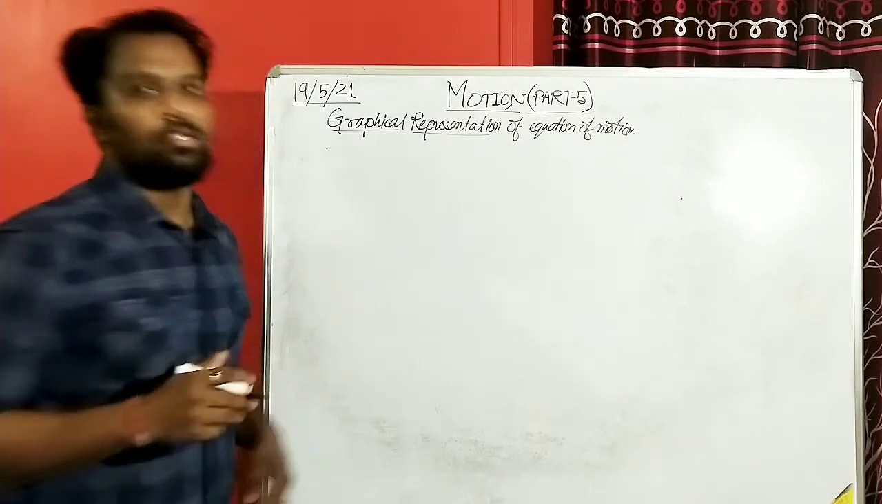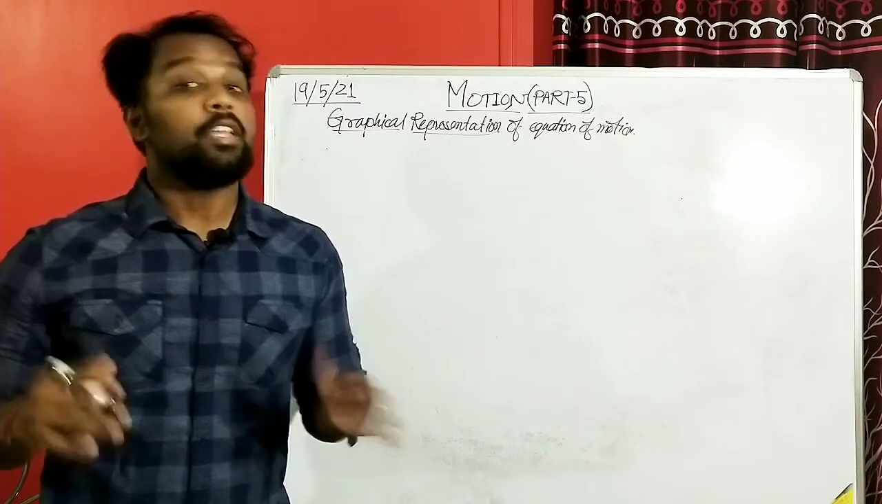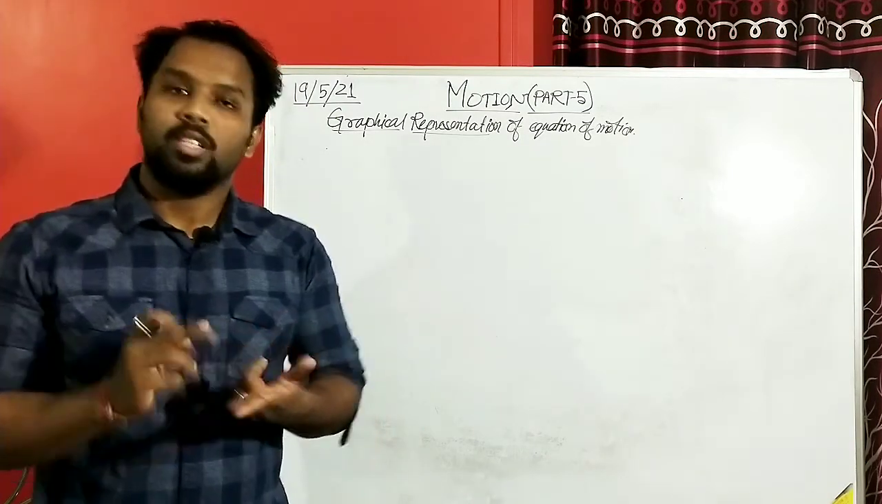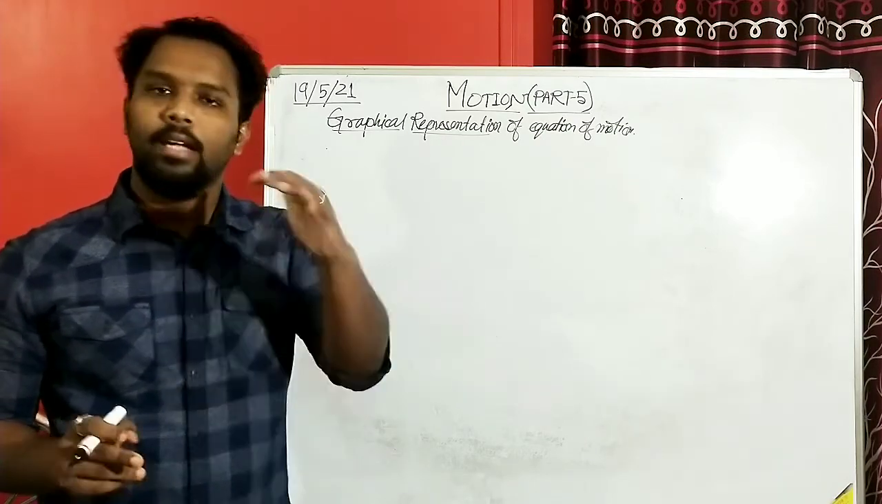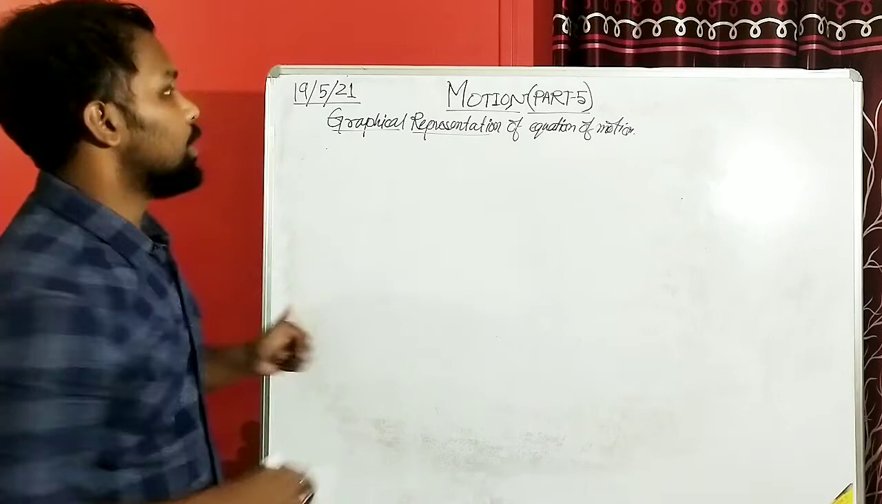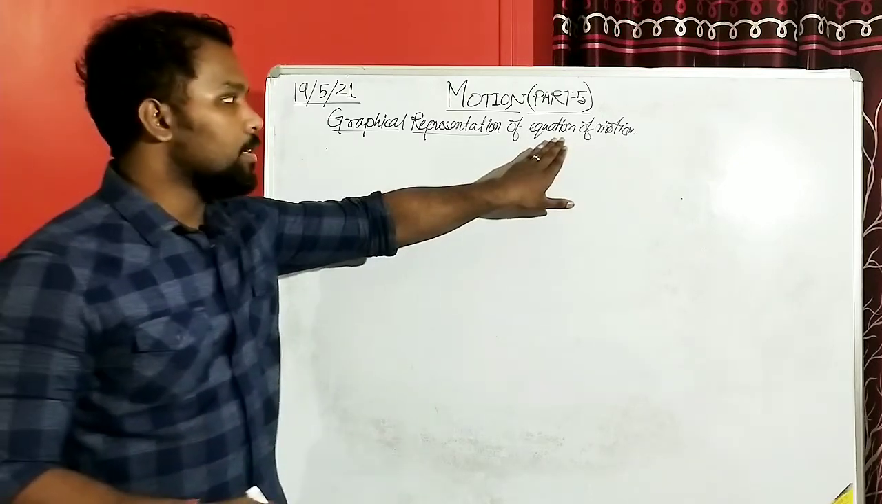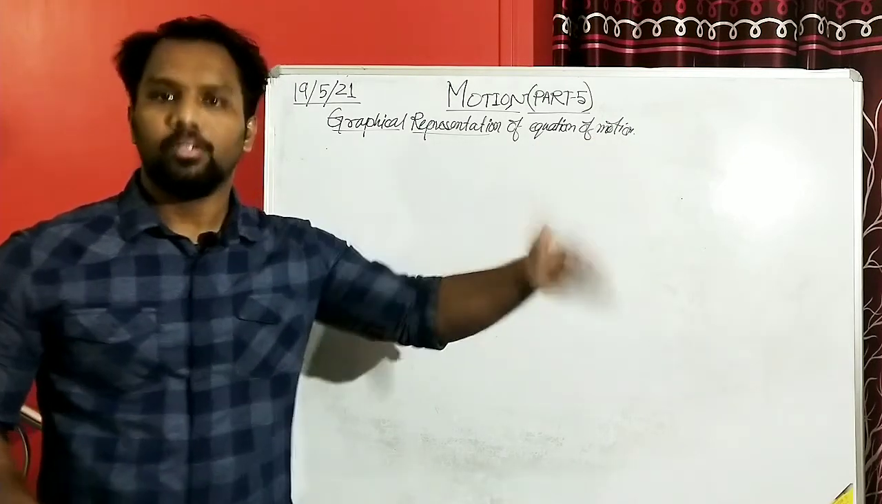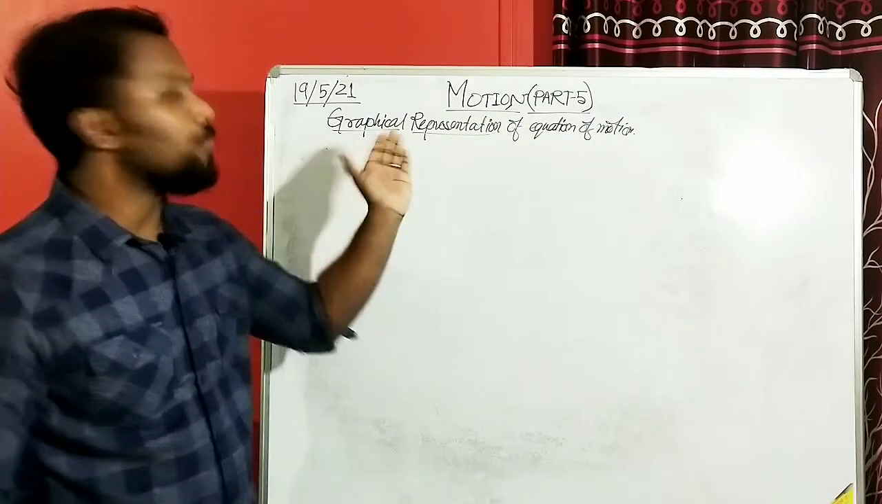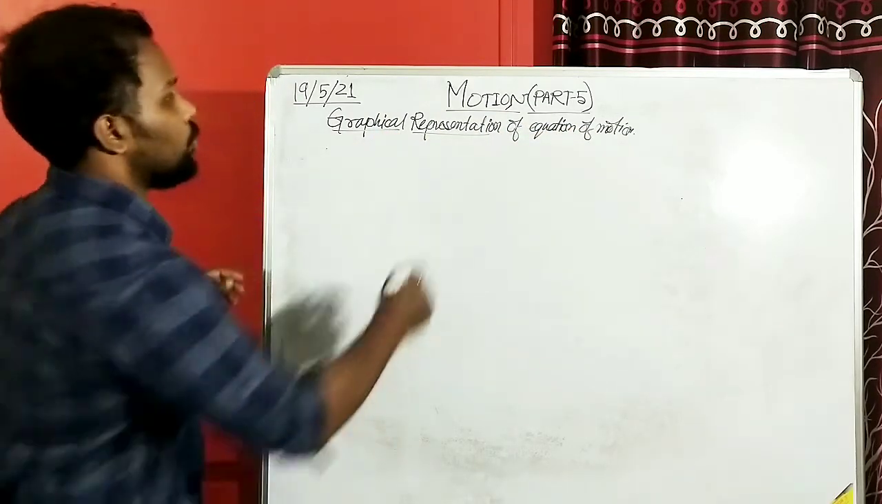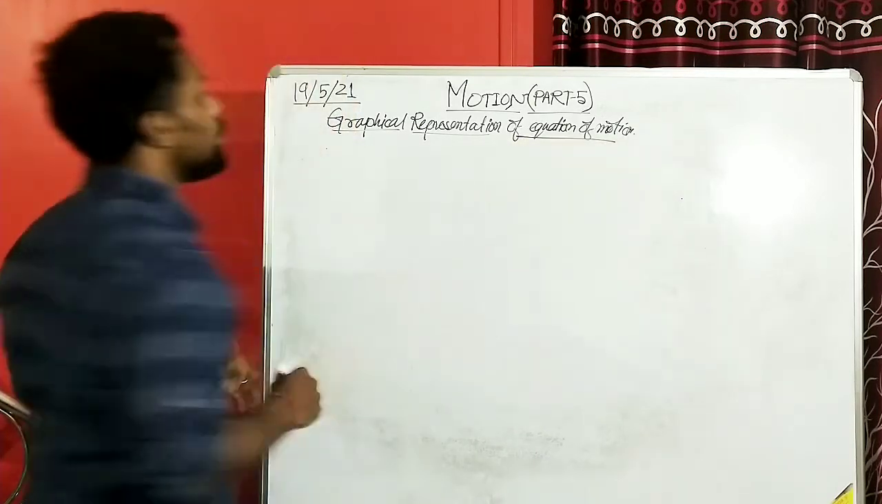In the last class we discussed how we can graphically represent velocity, speed and acceleration in the distance-time graph, velocity-time graph and the acceleration-time graph. Today there's a new term, equation of motion. First we will look at what equation of motion is, then after that we will represent them graphically. So this is our today's new topic.